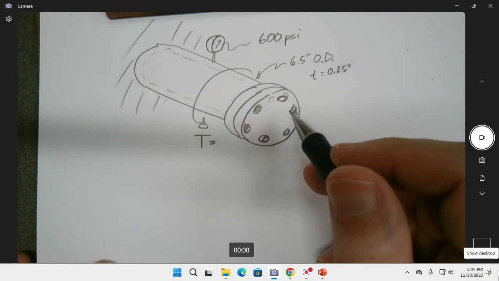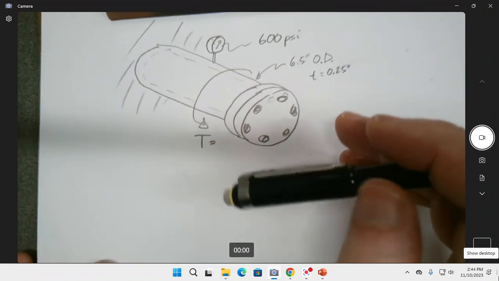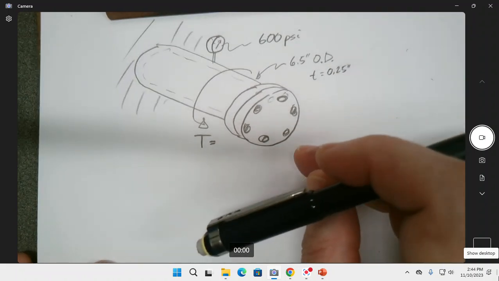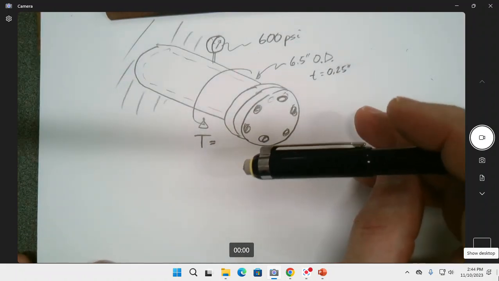Will the exam also only really use thin wall, not the thick wall? You should check. Yeah, but you should check.